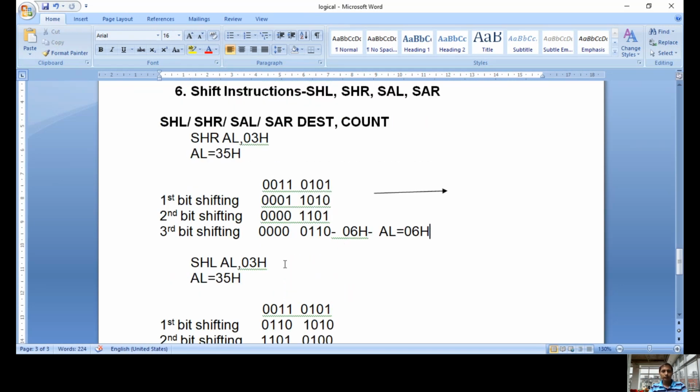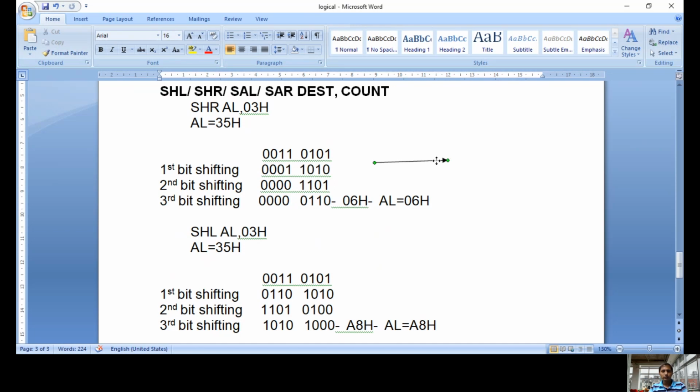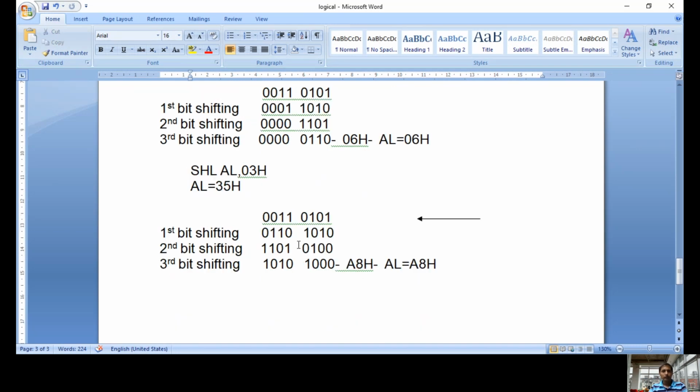Let us see the other one, shift left. Same operation, now reverse, shift left. Shift left means what happens? Same, here also I am taking AL with 35H and we are assuming that the content of AL is shifting 3 bits into the left side. Here also I am taking the same 35. Now let us see the first bit shifting. What happens now? This LSB bit, previously MSB we were considering, is changing into the next position. So this one comes here. This one's place has no value after shifting, that's why it is 0.